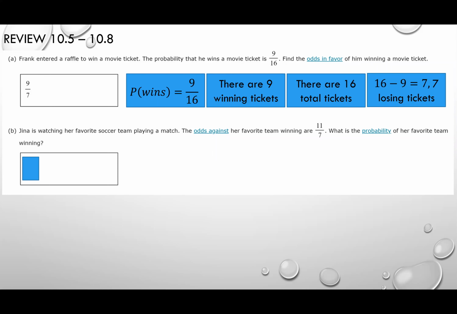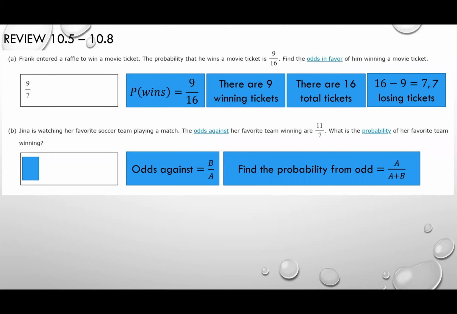Okay, and now how do you convert back if they give you the odds against? If you look at the lecture we had earlier, the odds against is B over A. That's what the formula tells you. And to find the probability from the odds is basically A over A plus B.